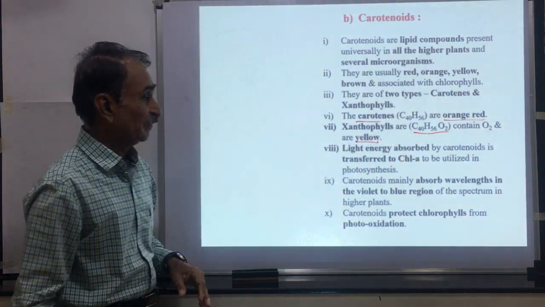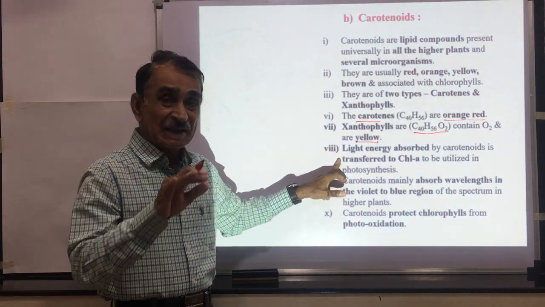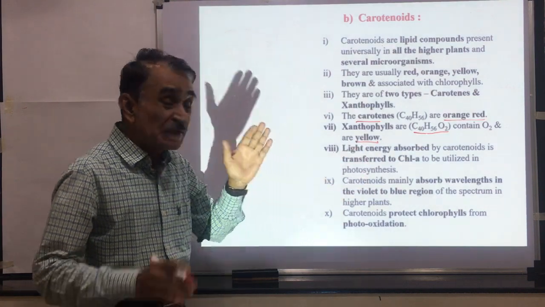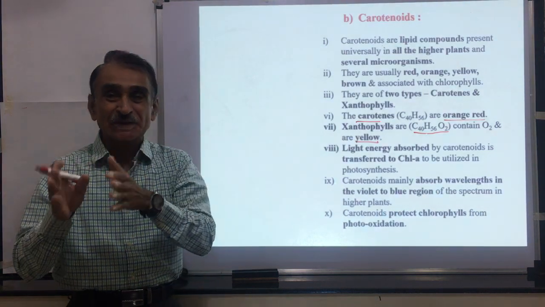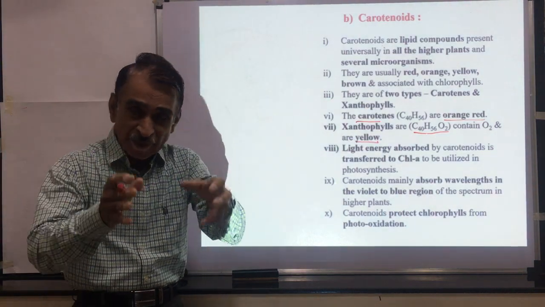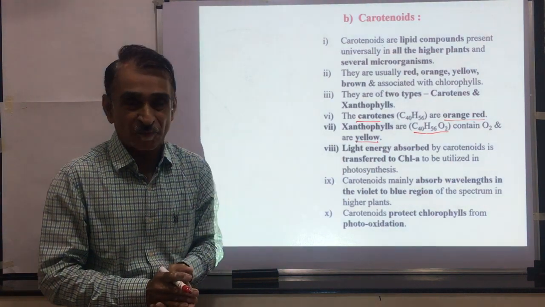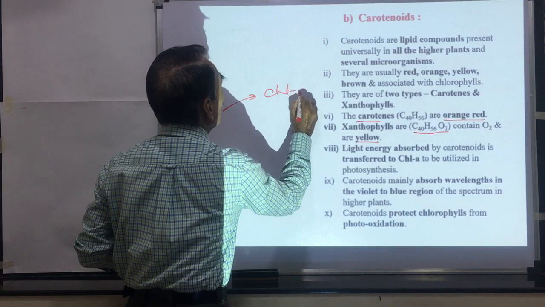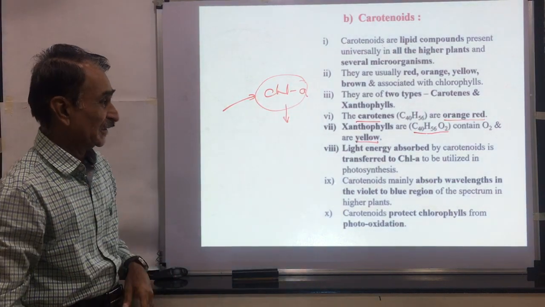Light energy absorbed by carotenoids is transferred to the chlorophyll A molecule, which is utilized in the process of photosynthesis. Although carotenoids and xanthophylls absorb the light energy, this energy is not directly used in photosynthesis. It is transferred to the chlorophyll A molecule, and afterwards this energy is used in the process of photosynthesis.